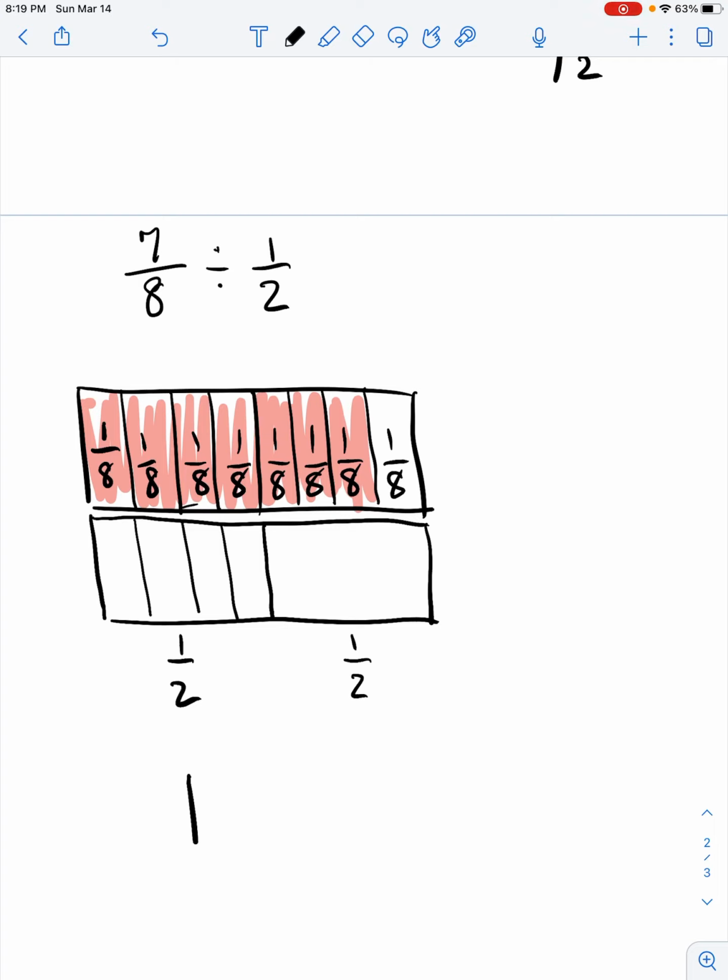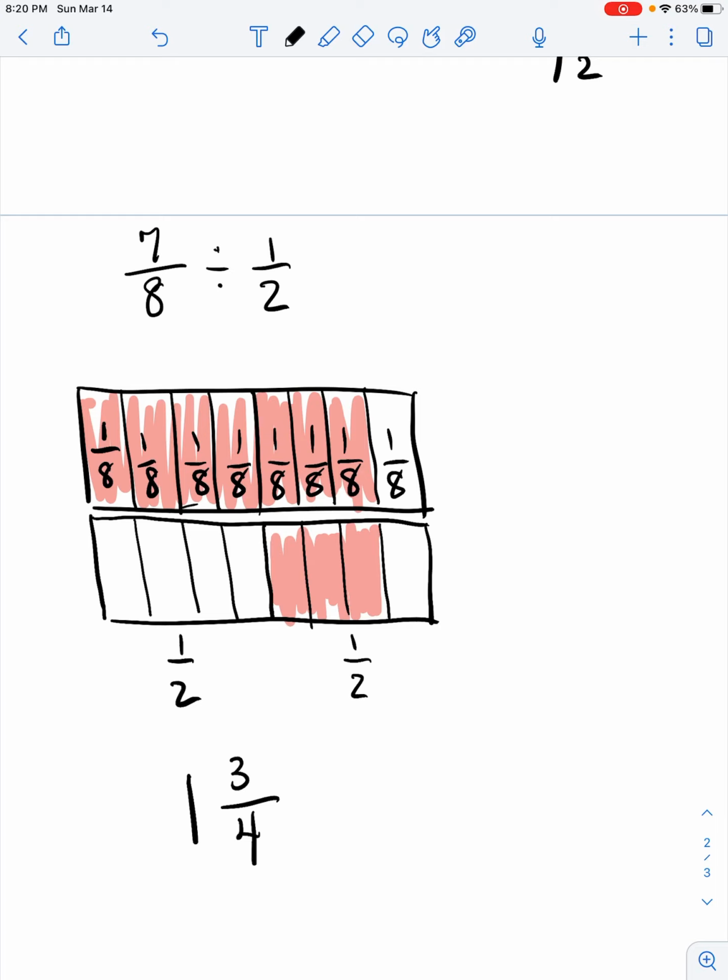And now look what happens. I'm going to bring my lines down here to show eighths. And again, you can see that if 1/2 has 4/8, I only have 3 out of the 4 pieces. So I have one full group and then 3 out of the 4/8 that would make a whole group.